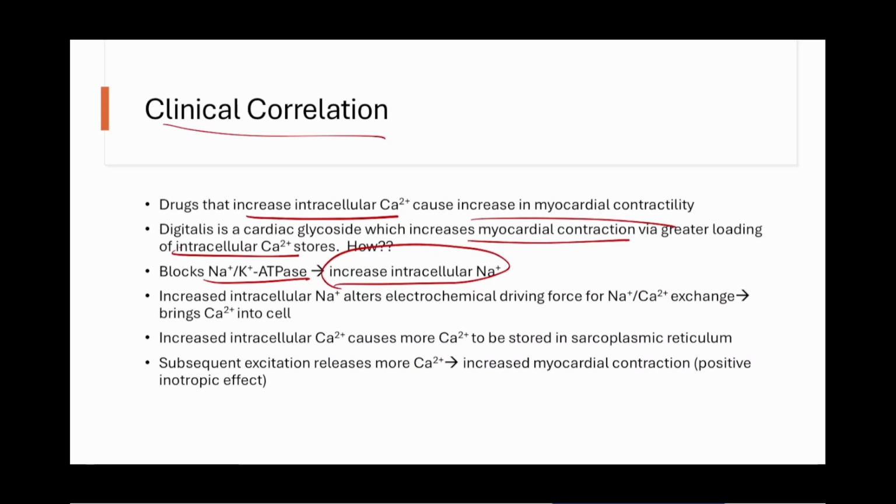This increased intracellular sodium alters the electrochemical driving force for that sodium-calcium exchanger. There's going to be more sodium inside the cell now, and that extra sodium is going to feed that sodium-calcium exchanger. So it's going to pump sodium out, and what's it going to bring in? Calcium. So we shifted that transporter. Now we're bringing extra calcium into the cell. More calcium in the cell, greater the contraction.